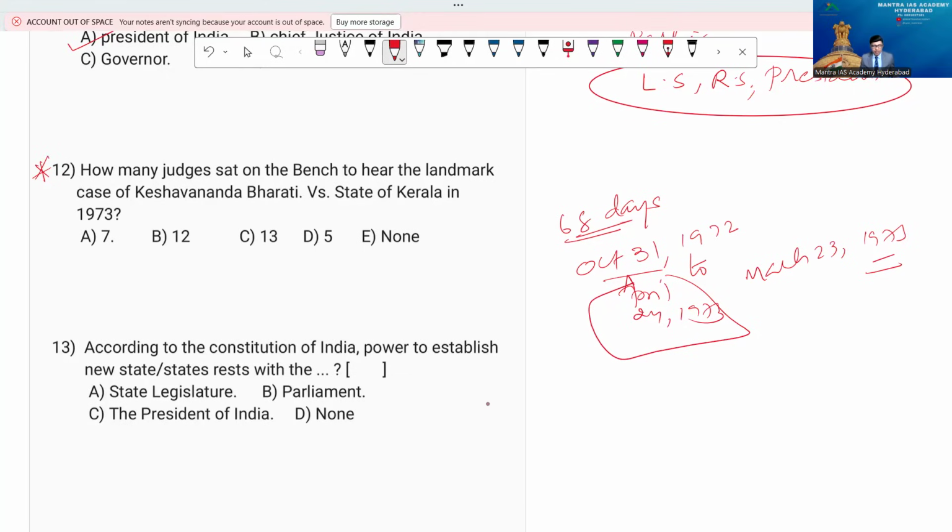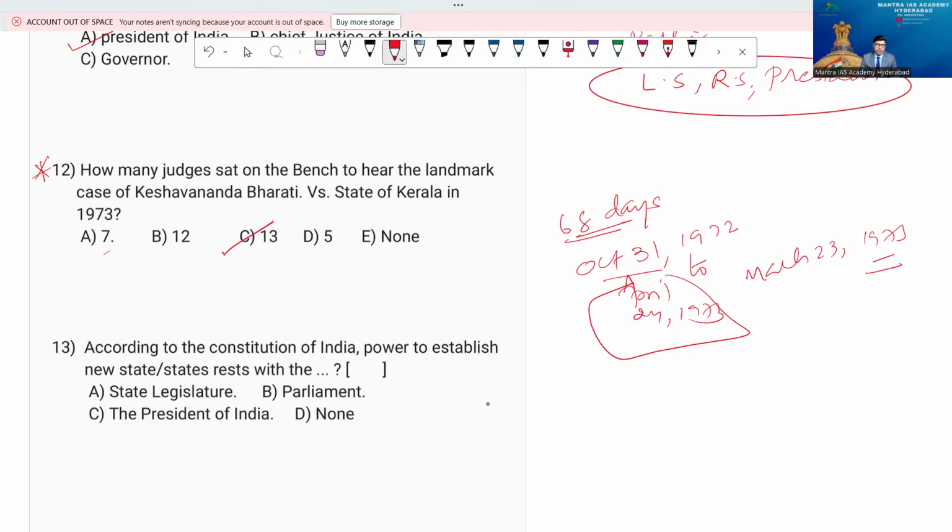The amendment power is given to the parliament by the constitution, and the major point to discuss in this case is that the basic structure should not be affected. That's the major point here. So this is a very crucial and extraordinary case. The constitutional bench number of judges at that time was option A 7, B 12, C 13, D 5, E none. So beta, a very wonderful number: 13 judges sat on the bench to hear the landmark Keshavananda Bharati case.